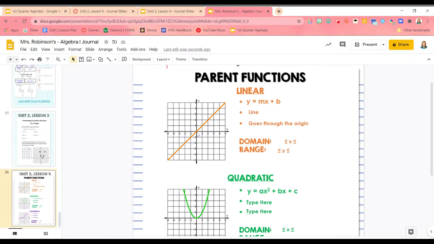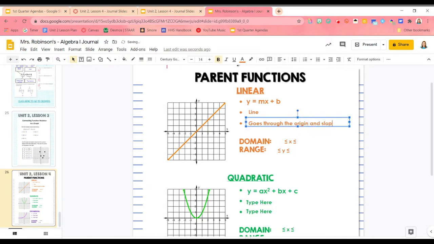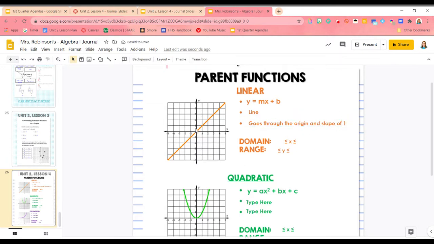And you can see that's happening right here. It actually goes through the origin and it has a slope of 1. As we can see, we're rising up 1, running 1. Okay.